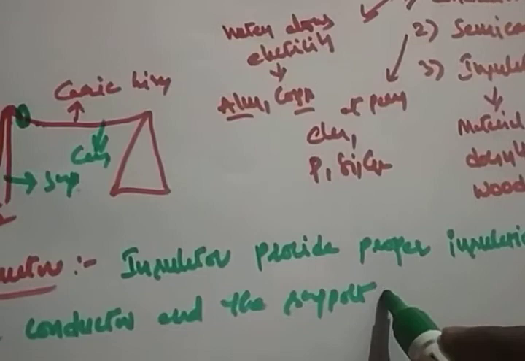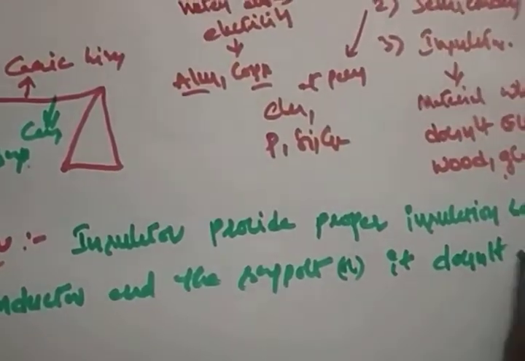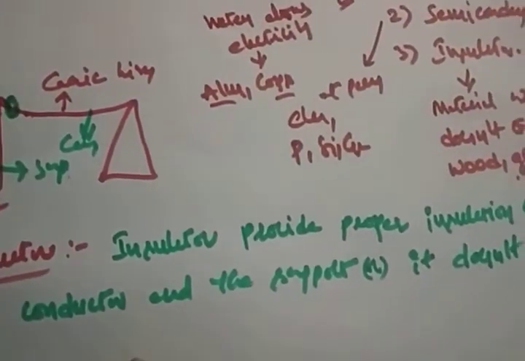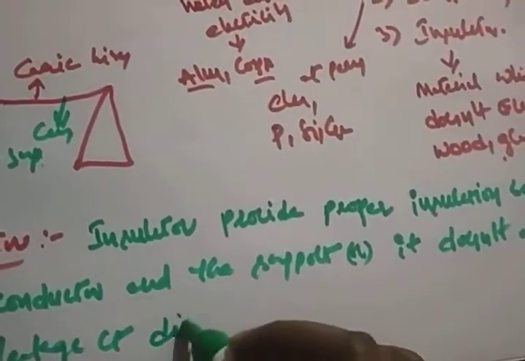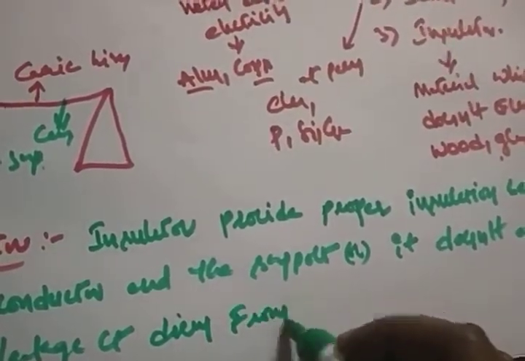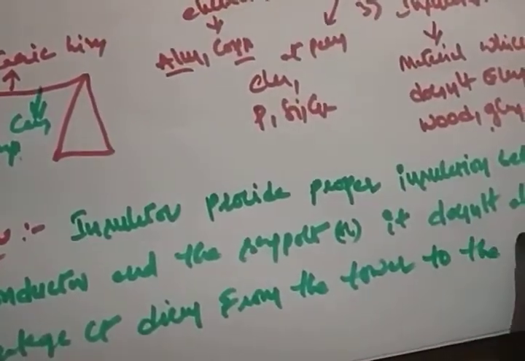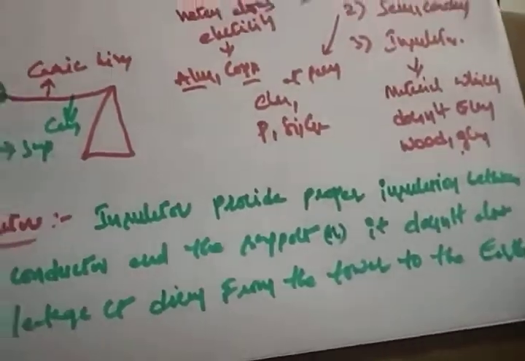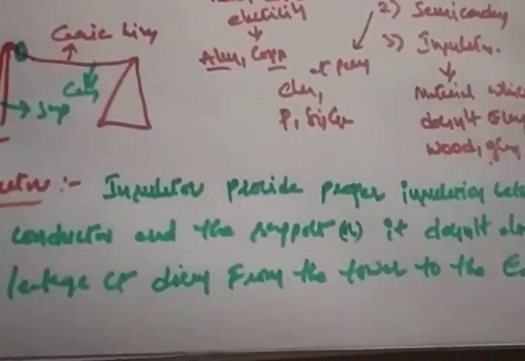So that means it doesn't allow any leakage current to flow directly from the tower to the earth. I hope it's clear. We'll see, I'll read the statements that I've written. So an insulator provides proper insulation between the conductor and the supporters, right?